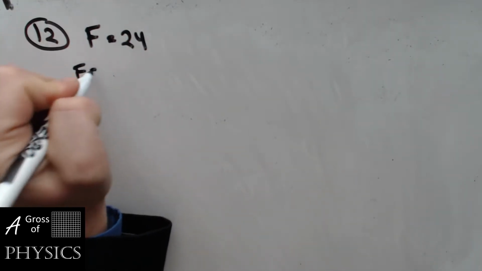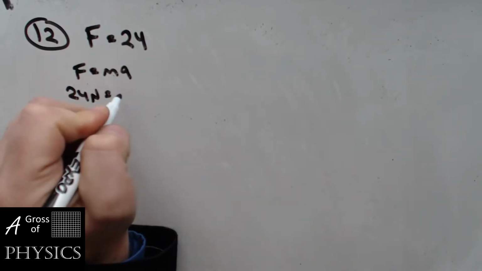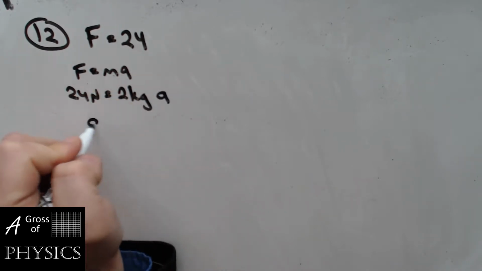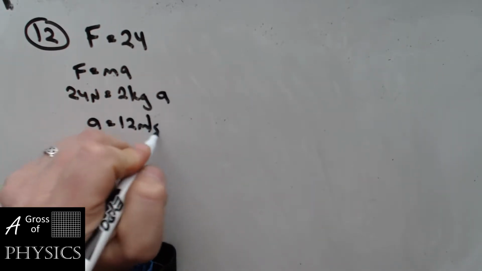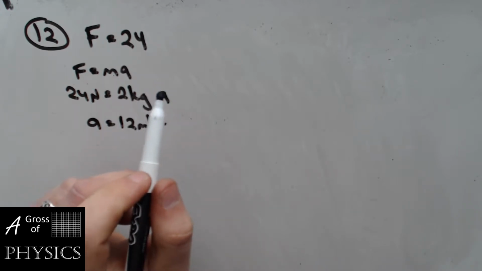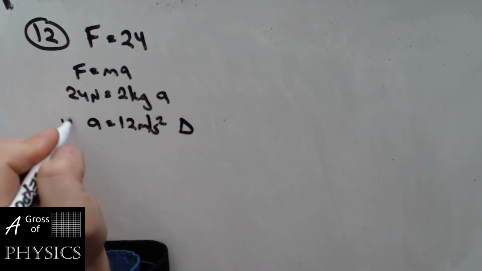We're going to do F equals ma. 24 newtons equals m, which is 2, times a. So a is 12. And, oh, I see, we're looking at different directions. It's always inward, so it's point D, which is choice 4.